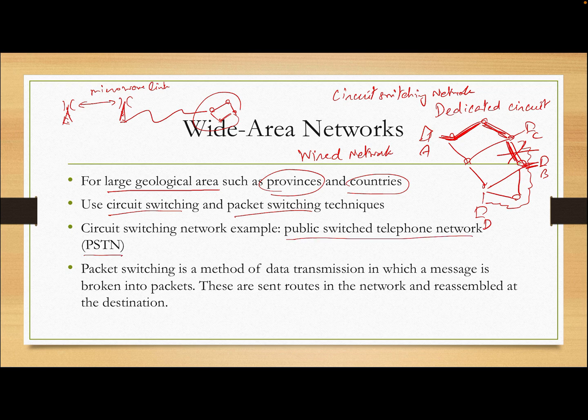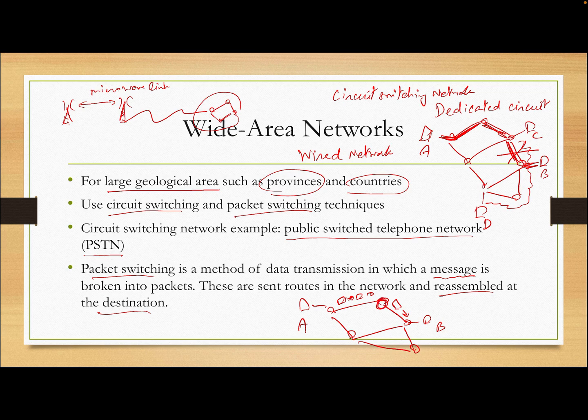Now for packet switching, in this case, you allow other people to use the same wire or the same line as you. Suppose you have A connected to B here. In this case you send packets. So the message or the file that you want to send, you break it into smaller size, and then you send it like packets, and then you reassemble it at the end.